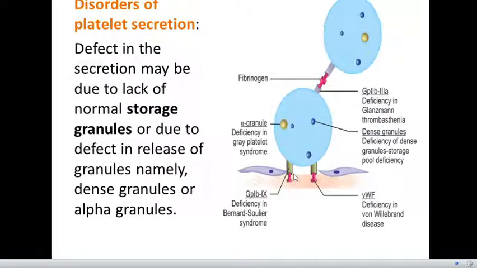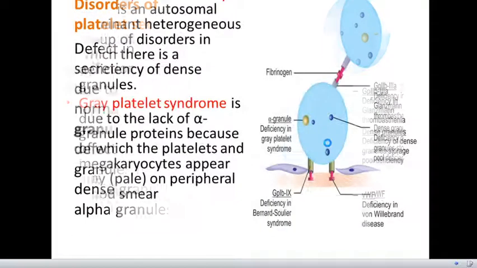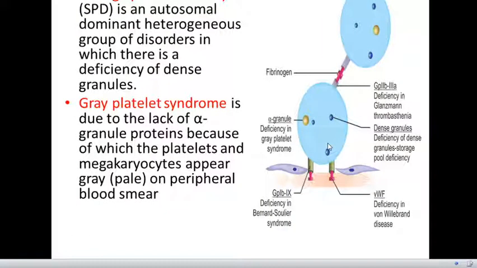And then disorders of platelet secretion, we have due to the absence of granules. It could be either alpha granules or dense granules. So for alpha granules, we have gray platelet syndrome, and for dense granules, we have storage pool deficiency.